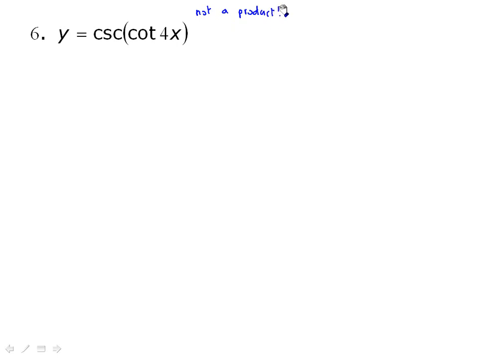This is not cosecant times. This is cosecant of cotangent 4x. So cotangent 4x is the argument. And it's important to remember that because by looking at it, sometimes you can get mixed up with these.